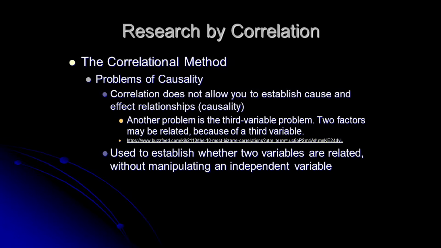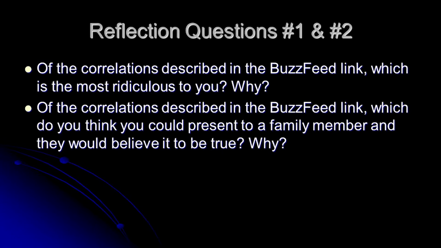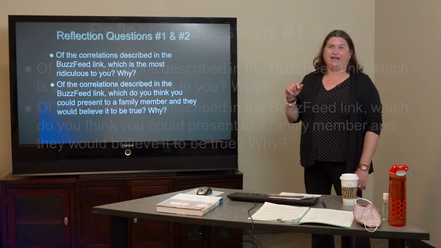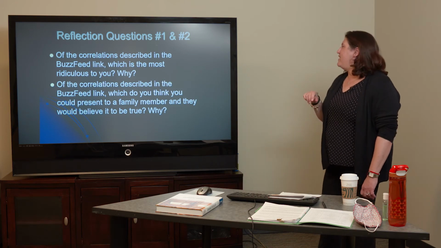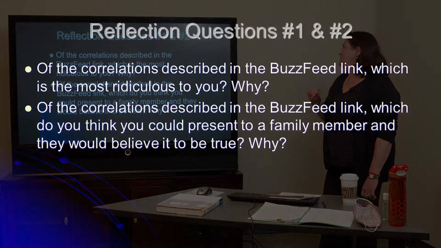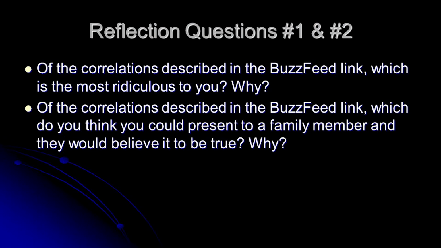So here are reflection questions number 1 and 2. This will be another place where you want to hit pause after you've looked at these, and you can jot down your answers. Of the correlations described in the BuzzFeed link, which is the most ridiculous to you and why? And then of the correlations described in the BuzzFeed link, which do you think you could present to a family member and they would believe it to be true?